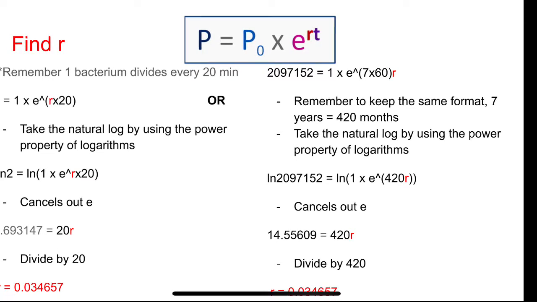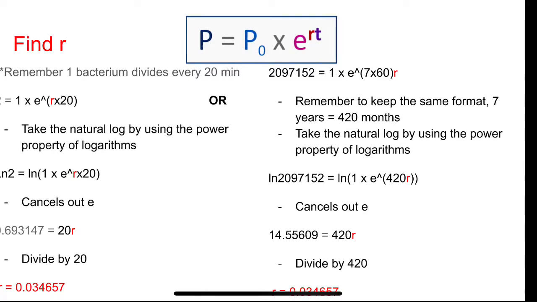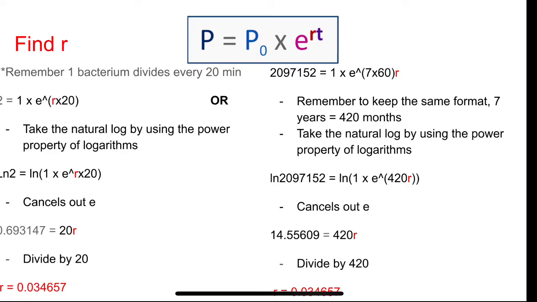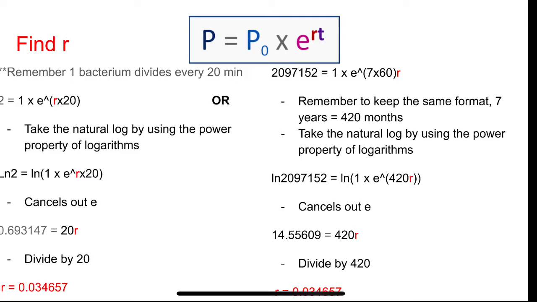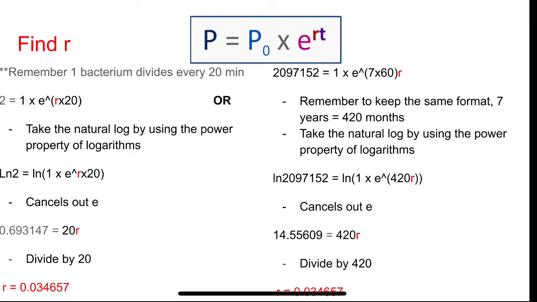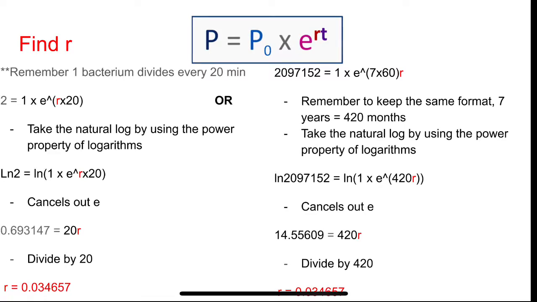The second way we can do this still uses the same equation, but just requires a little more converting. In this case, we can enter the 2 million number that was previously given into the final population spot, but instead of using the 7 hours for t, we must convert that to minutes, again by multiplying it by 60 and getting 420. Therefore, the equation now reads 2,097,152 equals 1 times e to the power of 420 times r.